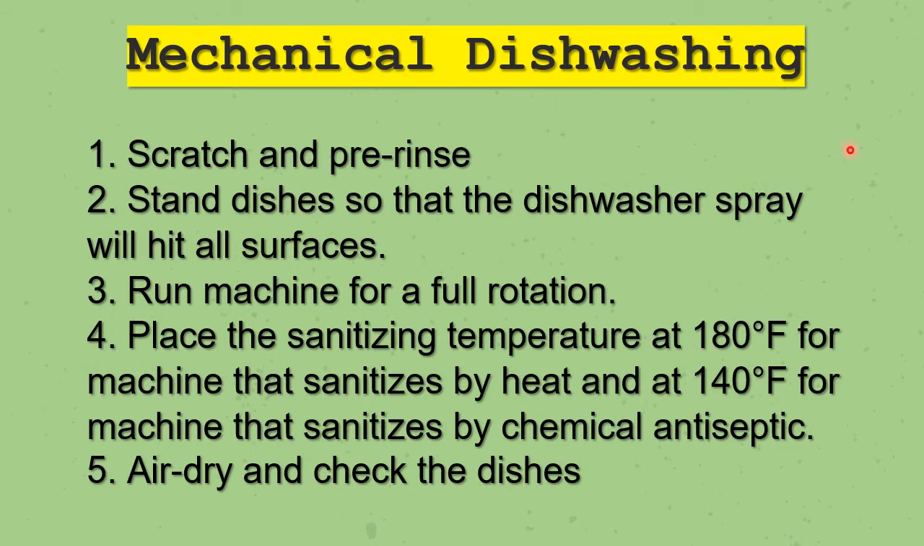Okay, so what are the procedures in mechanical dishwashing? Same with manual dishwashing. Number 1, scrape and pre-rinse. Number 2, stand dishes so that the dishwasher spray will hit all surfaces. Number 3, run the machine for a full rotation. Number 4, place the sanitizing temperature at 180°F for machines that sanitize by heat and at 140°F for machines that sanitize by chemical antiseptic. And number 5, air dry and check the dishes.